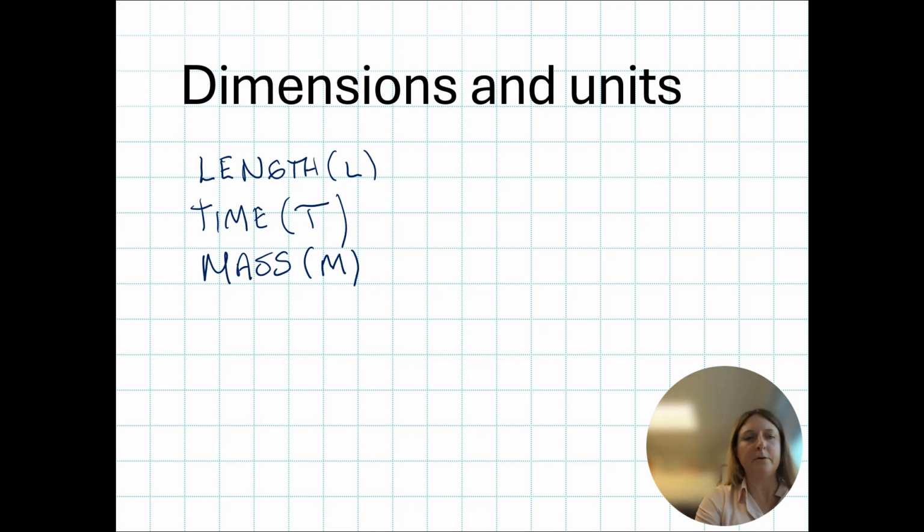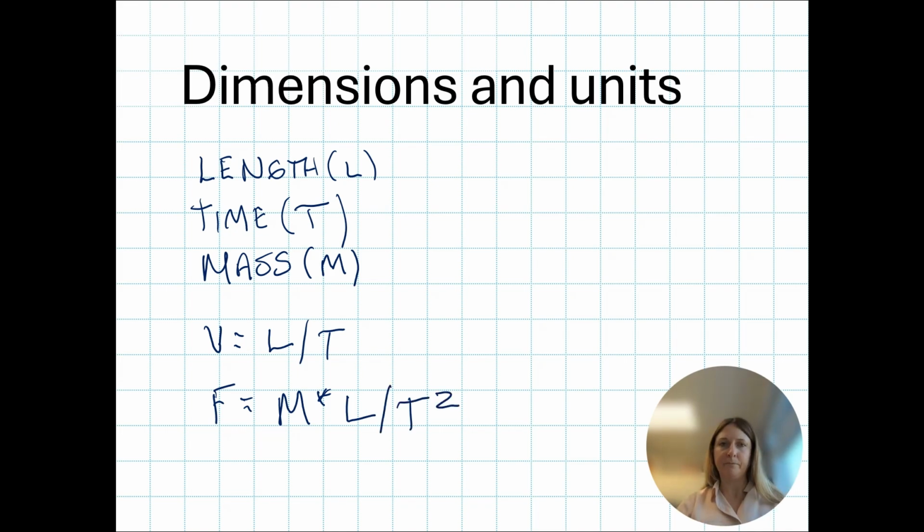So for example, a velocity is made up of a length per unit time. A force would be a mass times length per unit time squared.